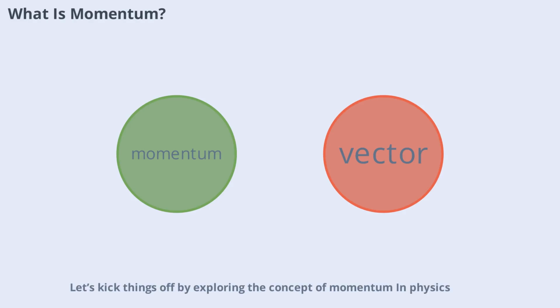Let's kick things off by exploring the concept of momentum. In physics, momentum is a measure of how much motion an object has. It's calculated by multiplying an object's mass by its velocity. Imagine a moving car or a rolling ball, both have momentum, but the heavier or faster they are, the more momentum they carry. Momentum is a vector quantity, meaning it has both magnitude and direction.